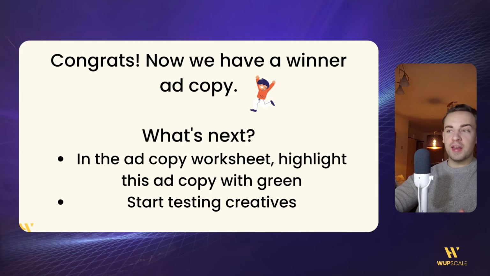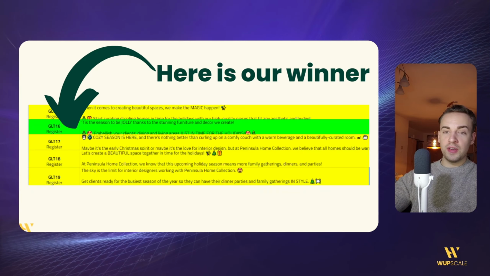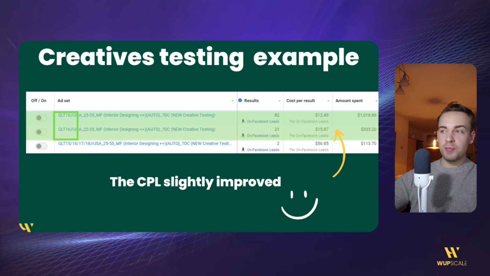Now that we have a winning ad copy, the next step is to mark this in the ad copy worksheet, highlight the winning ad copy with green, and then we are going to start testing new creatives. So here's our winner inside the ad copy worksheet. We marked this with green, and we are going to use this winning ad copy in the future rounds of testing with new creatives.